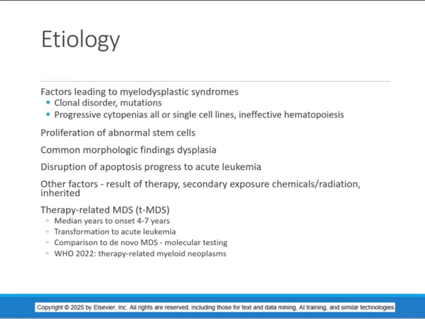Okay, moving on. So the onset can vary. I mean, it depends on the patient. Like I said, it can go to acute leukemia. So the biggest thing is just monitoring very carefully, doing molecular testing, and then the WHO, with this new classification 2022, came out with some guidelines on what to do.